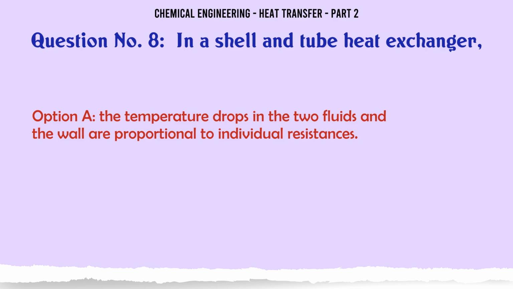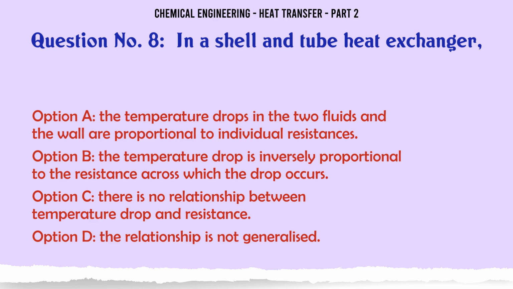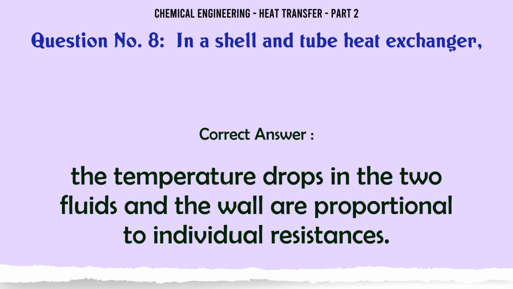In a shell and tube heat exchanger, temperature drops in the two fluids and the wall are A. Proportional to individual resistances. B. The temperature drop is inversely proportional to the resistance across which the drop occurs. C. There is no relationship between temperature drop and resistance. D. The relationship is not generalized. The correct answer is the temperature drops in the two fluids and the wall are proportional to individual resistances.